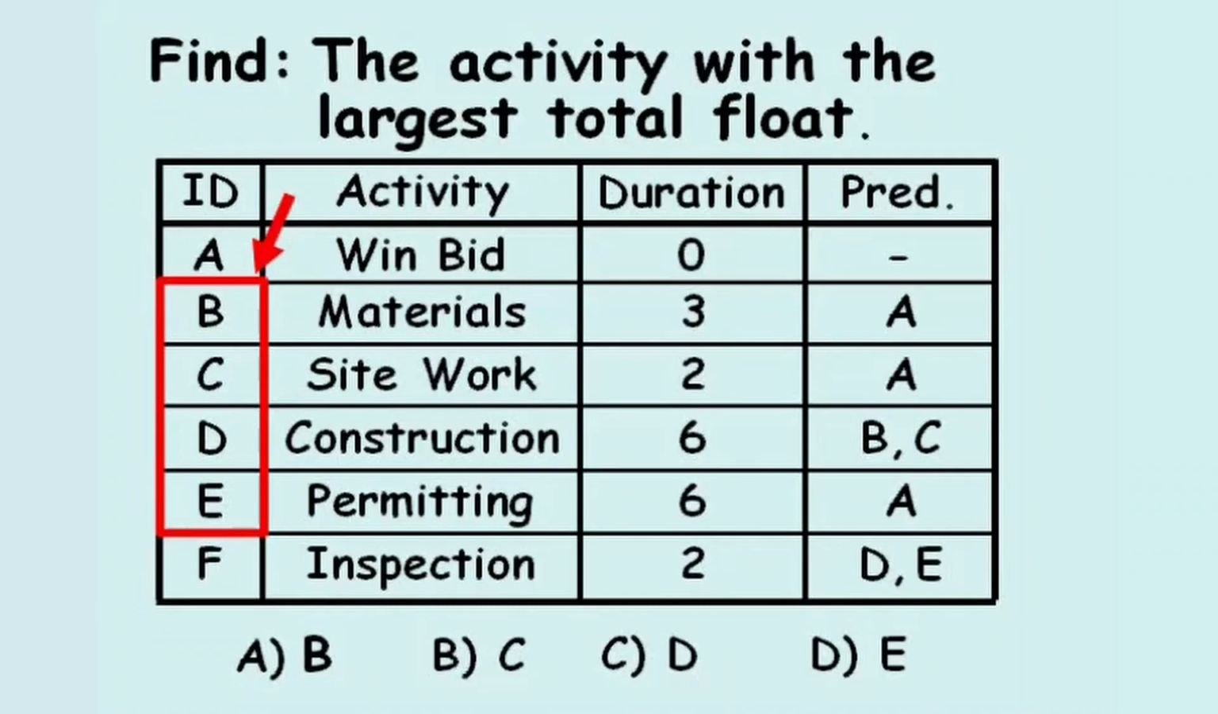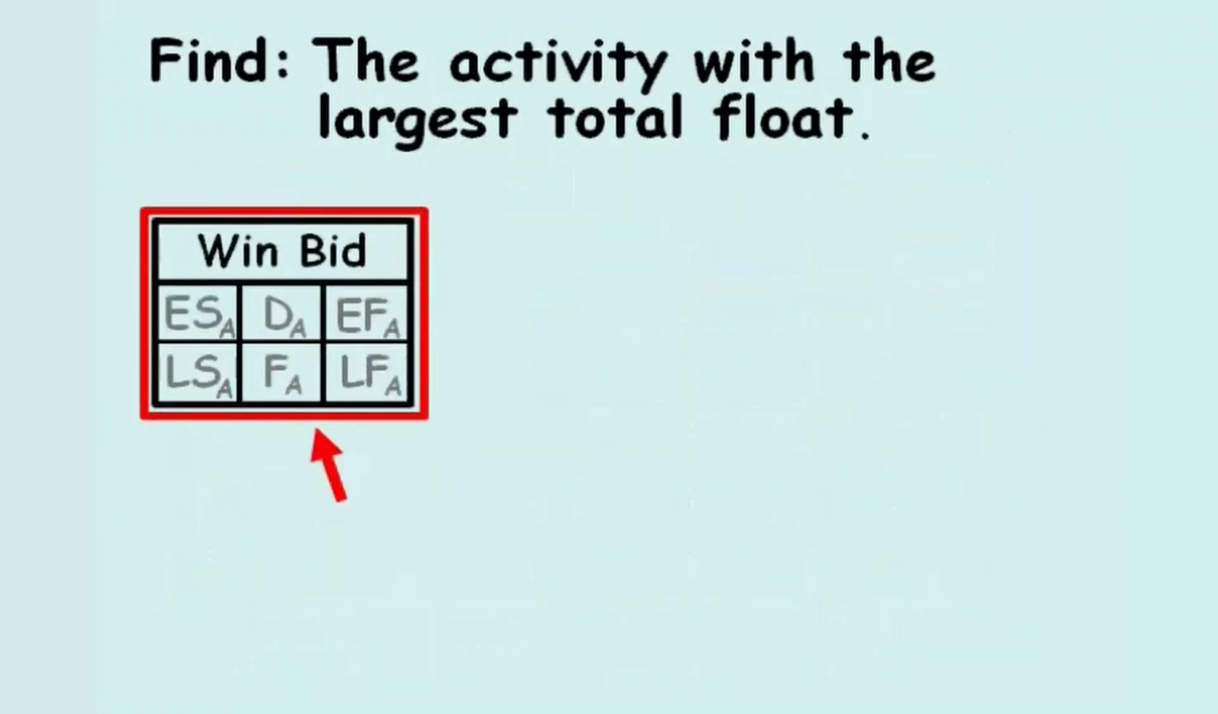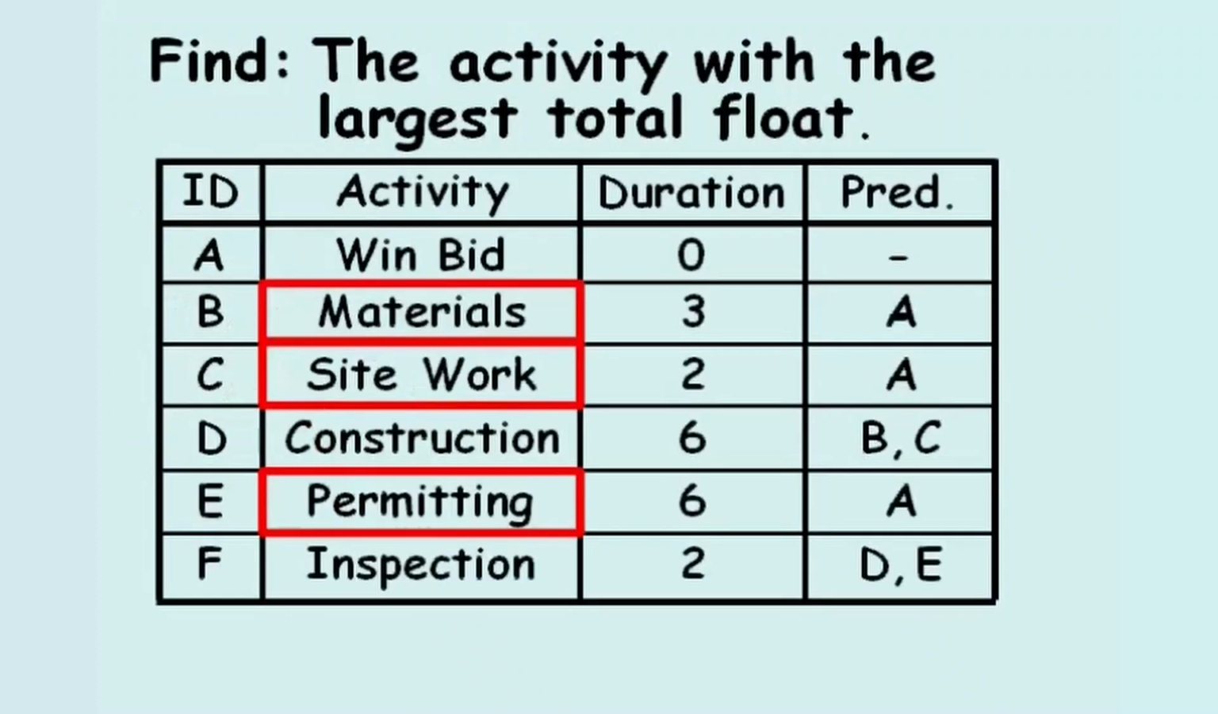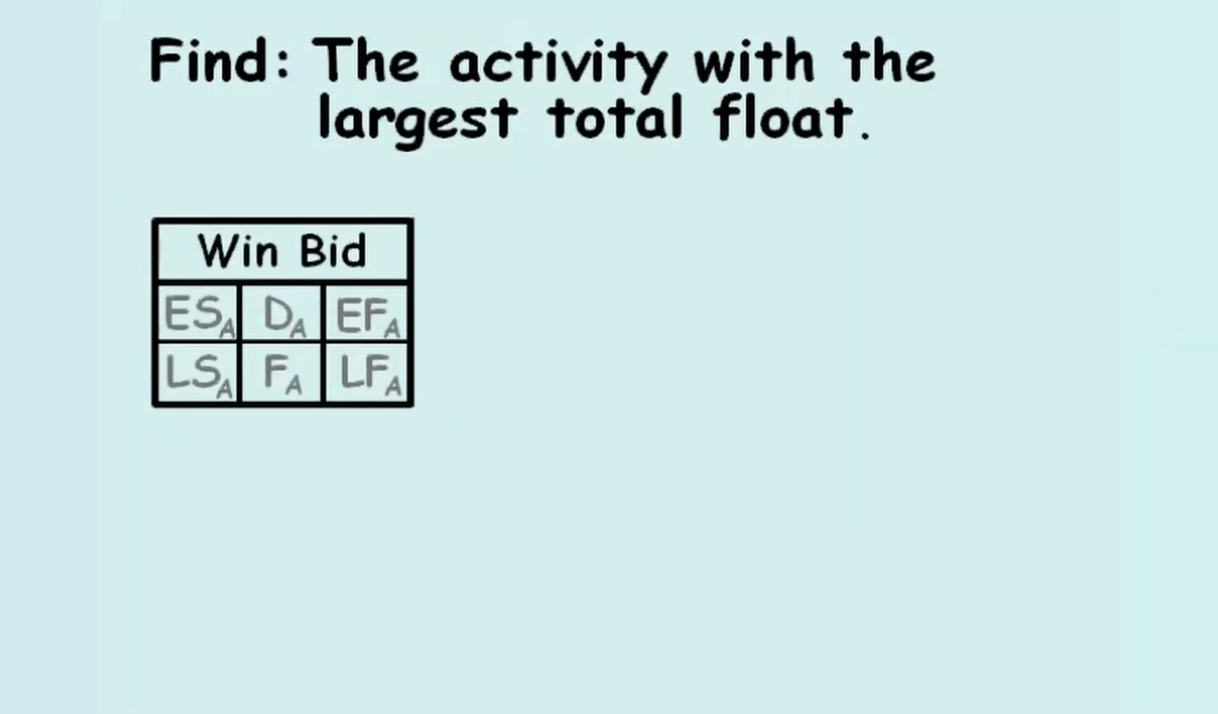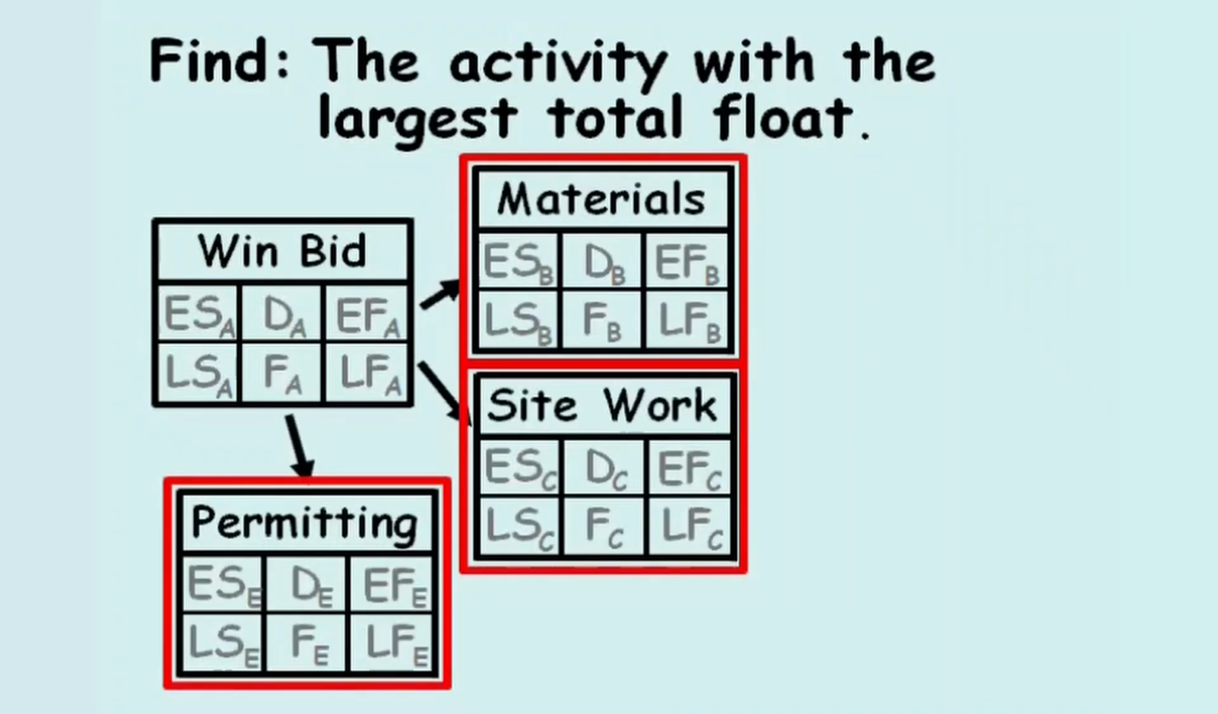To begin, we'll set up a network diagram. Since the activity of winning the bid has no predecessor activities, we'll begin laying out our diagram with activity A. After the bid is won, the contractor can begin ordering materials, site work, and permitting, because activity A is the sole predecessor of these three activities. Returning to the network diagram, we'll add in these three activities.